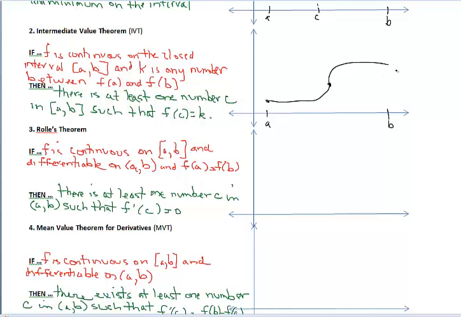Okay, so let's look at the endpoints here. So again, this is a, f of a, and likewise this point would be b, f of b.